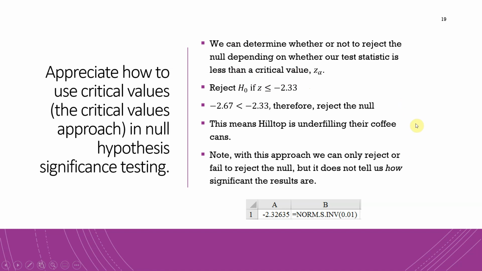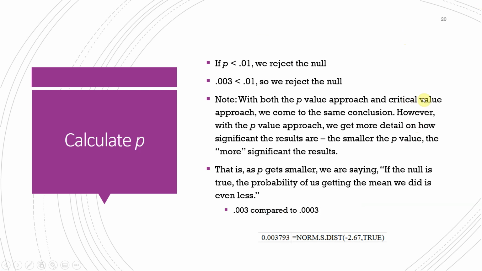So let's continue and do the p-value approach to see that you come to the same conclusion. Remember, our alpha was 0.01. So if our p is less than 0.01, we're going to reject the null. Our p-value is 0.003. I'm going to show you that in a second. It is less than 0.01, so we do reject the null. So we are coming to the same conclusion, but now see how we're getting more information? We're getting a specific number. We're not just coming to a conclusion, but we actually have a specific number in terms of the p-value.